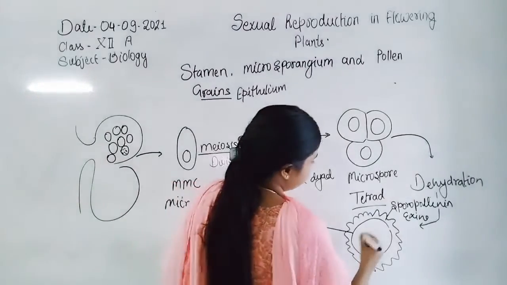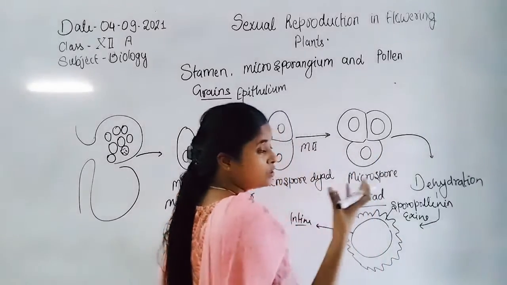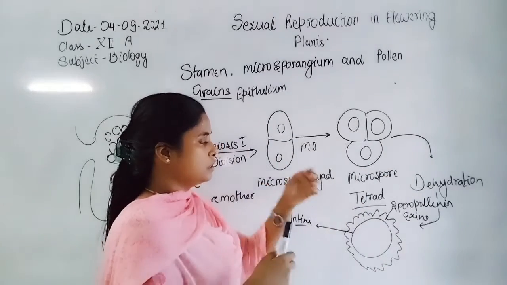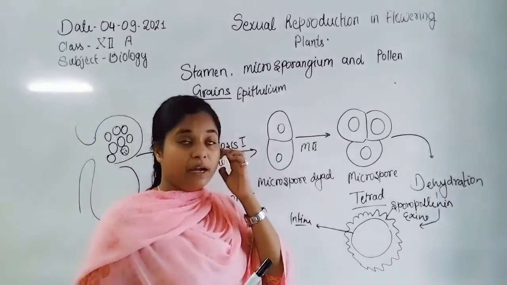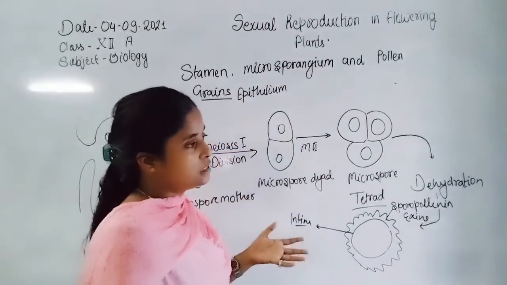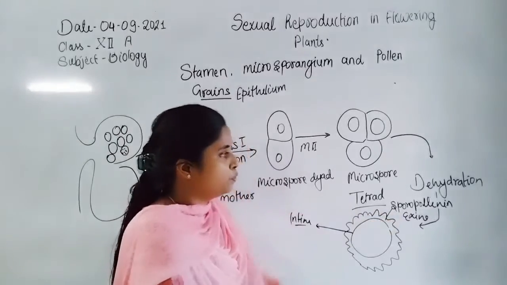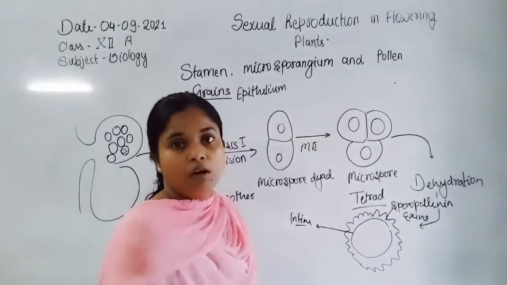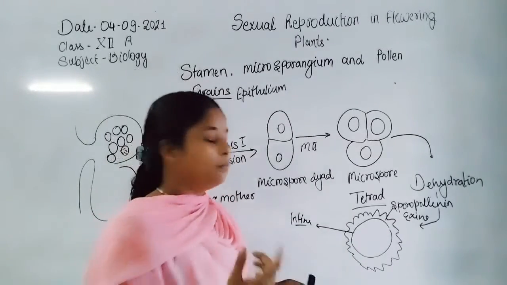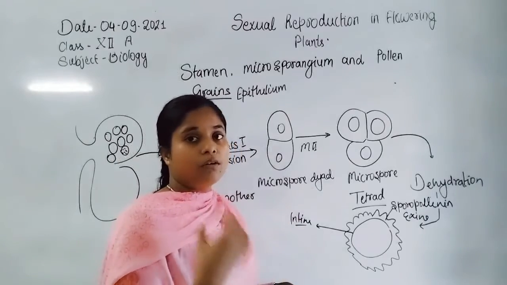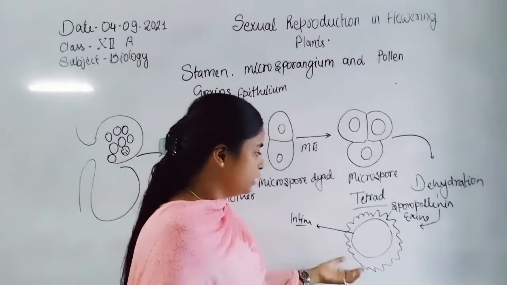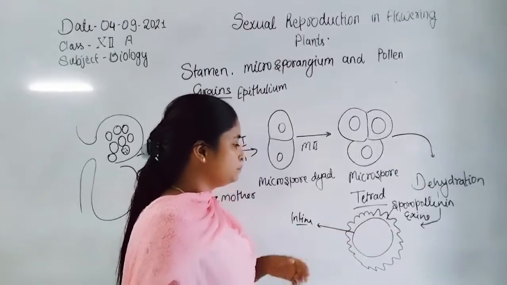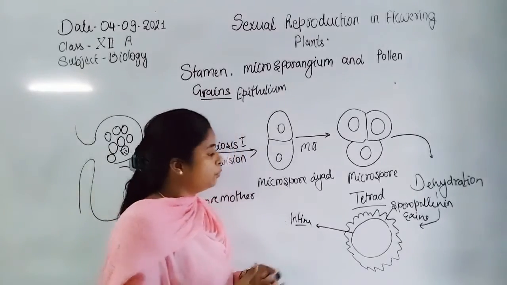Now the microspore undergoes dehydration to form the pollen grain. The outer covering is surrounded by a highly resistant material. That material is sporopollenin, because sporopollenin protects the pollen grain from adverse atmosphere or any climatic condition. Also, intine is a thin inner membrane that helps in the formation of the pollen tube.